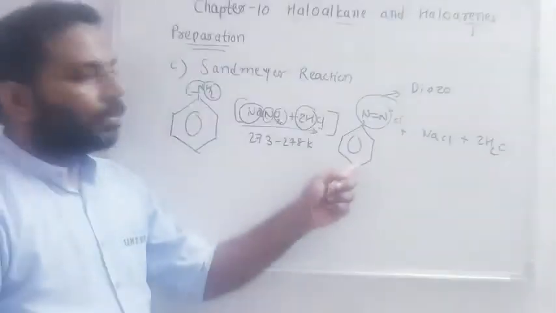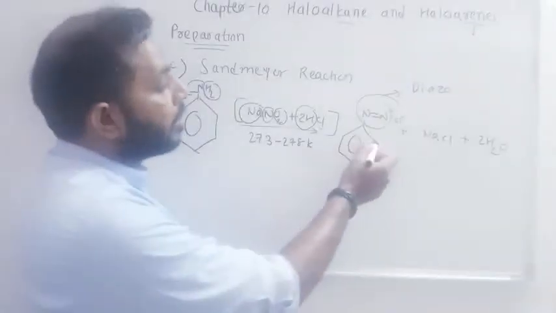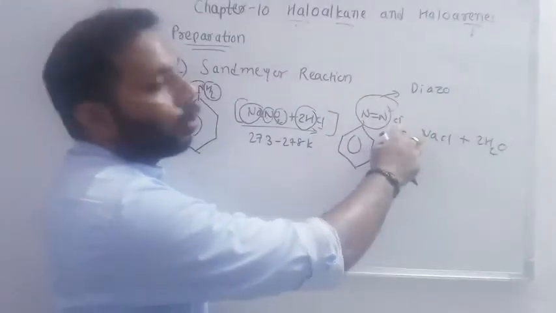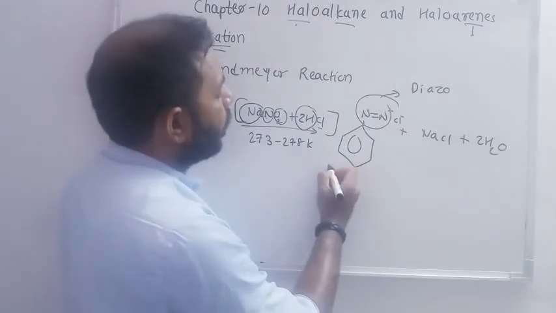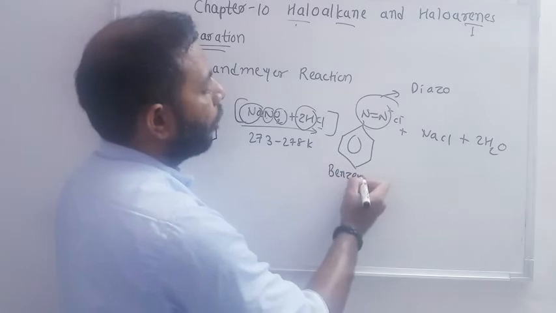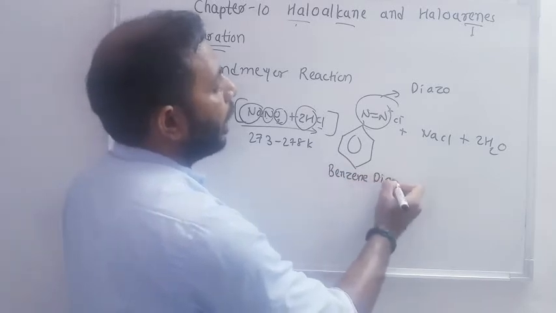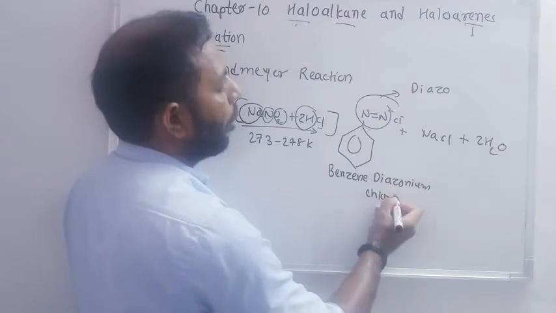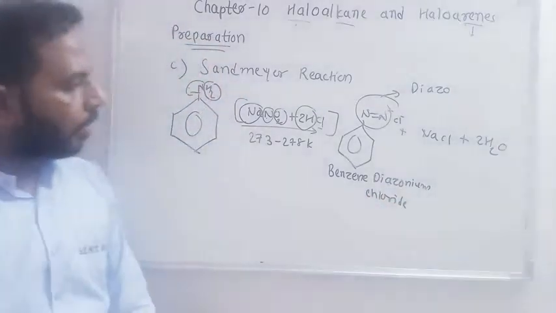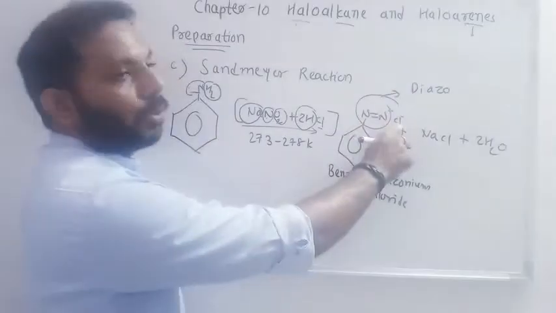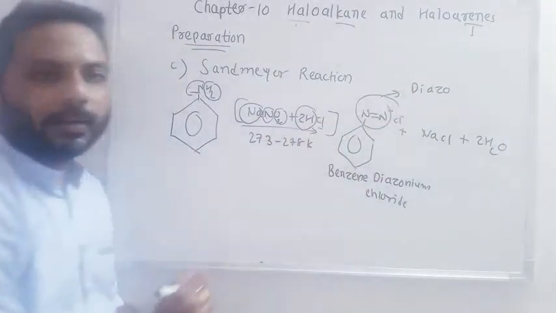So what is formed? This is benzene. So benzene diazonium chloride. This is one of the products: benzene diazonium chloride. This is benzene, this is diazonium, this is chloride. So benzene diazonium chloride. Okay.